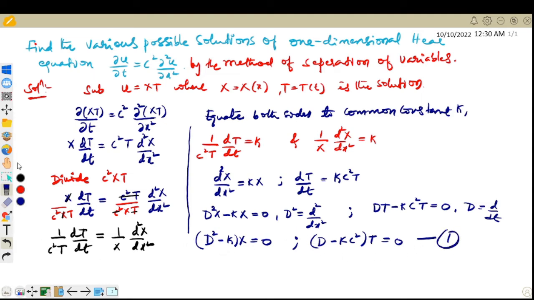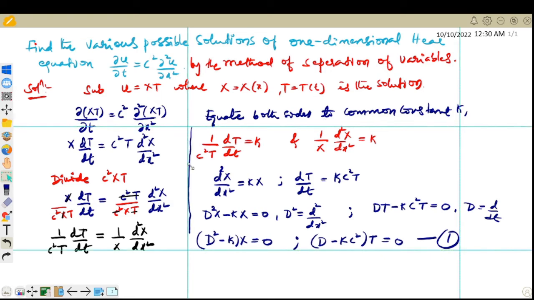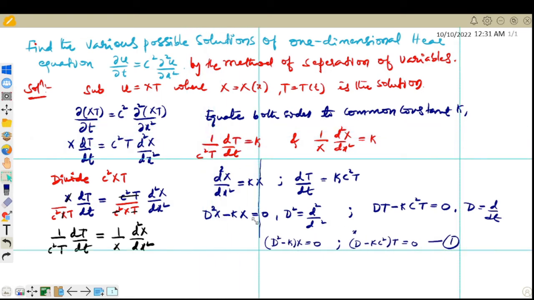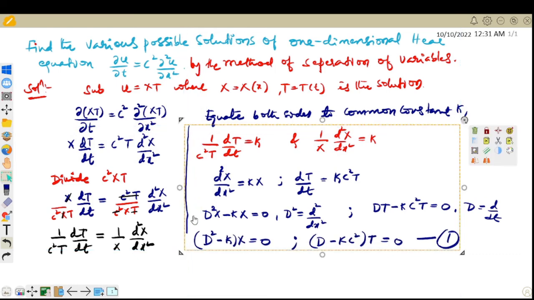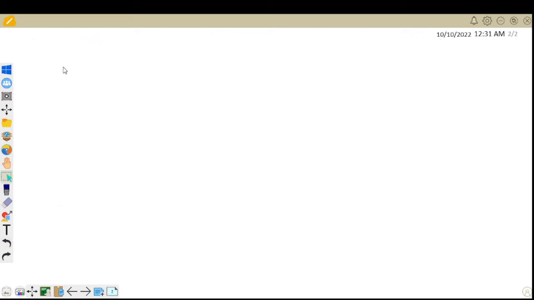Further, you have two cases. What are the two cases? Just look at this. So I will rewrite this equation once again in the next slide.